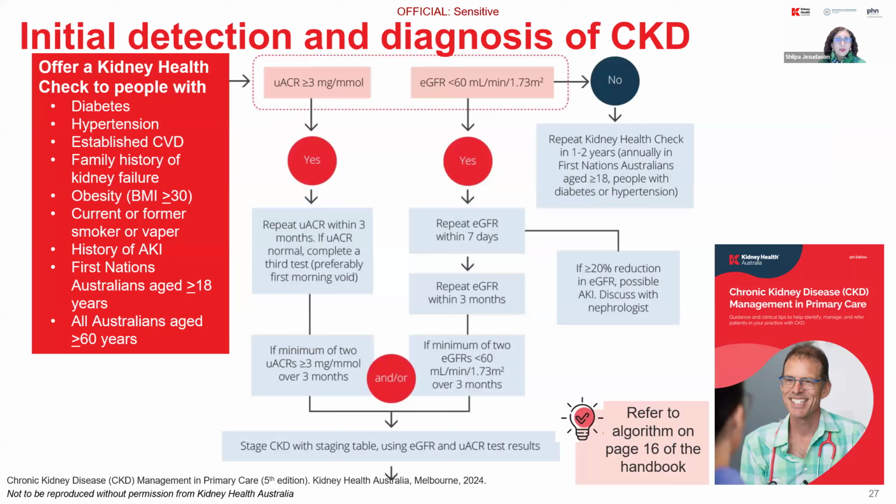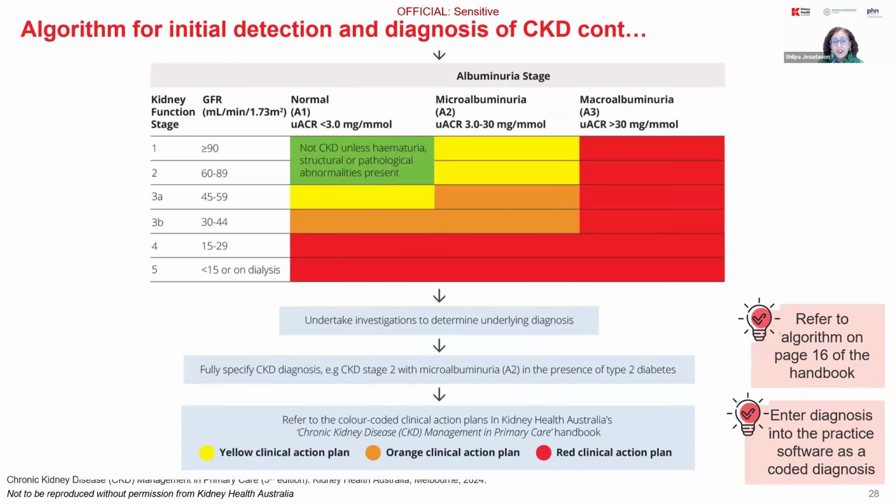You offer your kidney health check, you do your ACR and eGFR, and there's an algorithm in the handbook, which I'm not going to go through, about what you should do next. And it's really very straightforward. It's about just repeating the measures and making sure that you've got true results, and then saying, yep, okay, this person does have chronic kidney disease, biomedical features, and I'm going to go on and do the CKD staging.